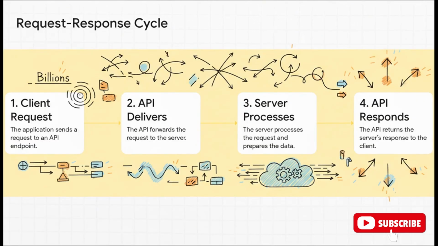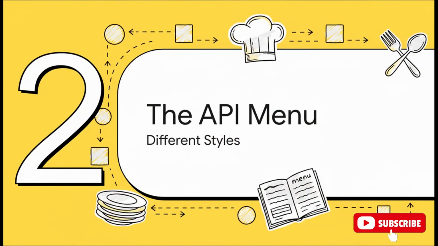And that simple process is called the request-response cycle. Your app, the client, sends a request. The API, our waiter, takes that request to the server. The server does its thing, prepares the data, and then the API brings the response right back to your app. That's it. And this little loop, it's happening constantly, billions, maybe even trillions of times a second, all over the internet. But, just like in the real world, not all waiters are the same, right?